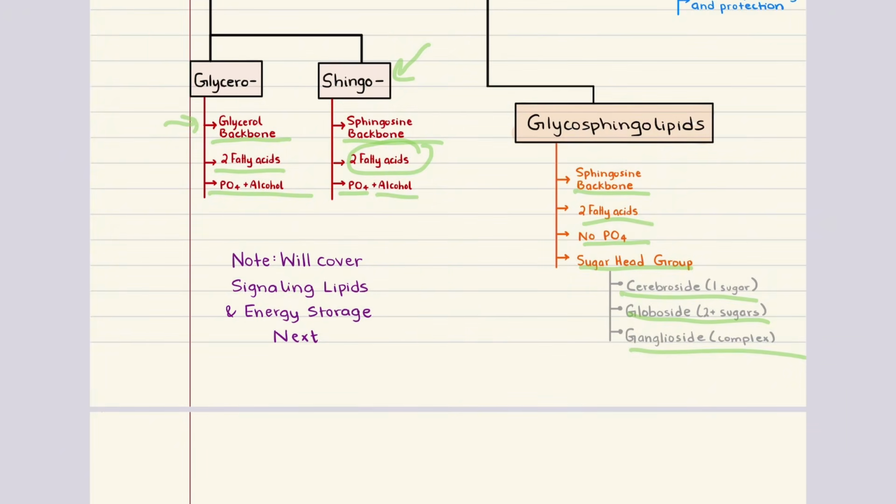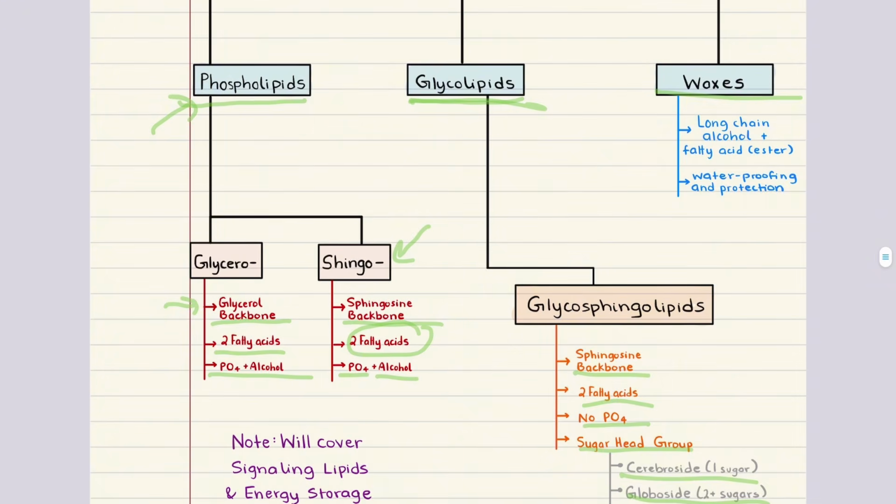So again, gangliocytes have complex oligosaccharides and sialic acid. It's also worth noting here that glycosphingolipids are not the only type of glycolipids in biology. For example, there are glyceroglycolipids. They are found in plants and bacteria, but we don't need to elaborate on that right now.